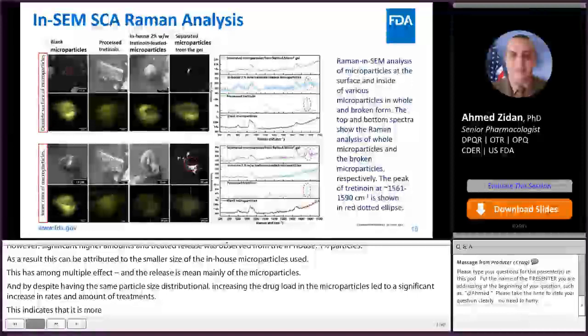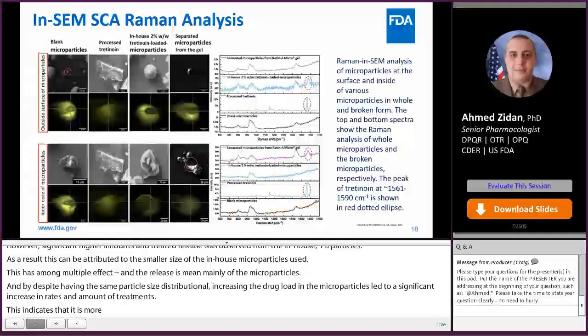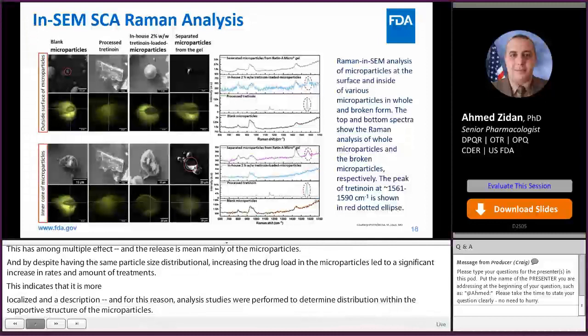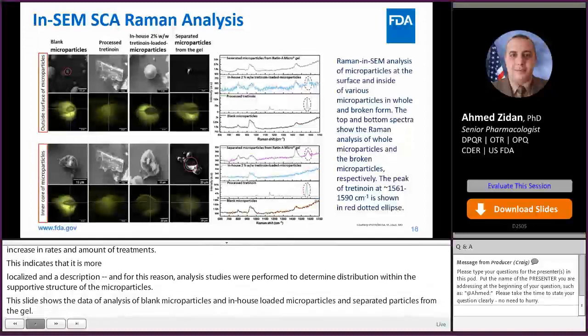This slide shows the data of in-situ Raman analysis of blank microparticles, processed tretinoin, the in-house tretinoin-loaded microparticles, and separated microparticles from the gel. Two groups of Raman data were generated. The first group was collected from the outer surface of the intact microparticles, and the second group was collected from the inner core of the microparticles after cross-section.